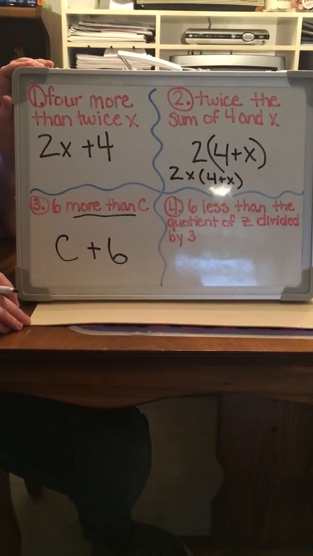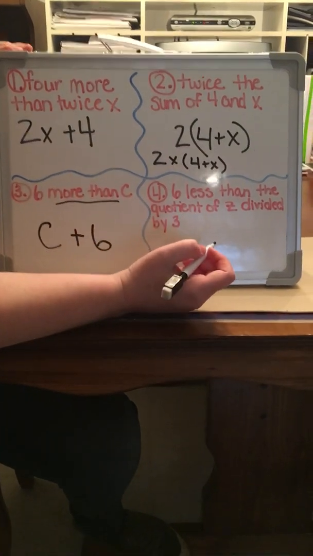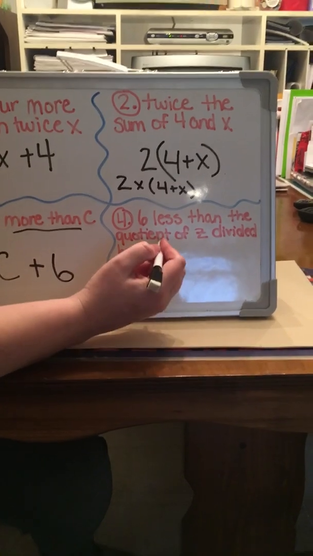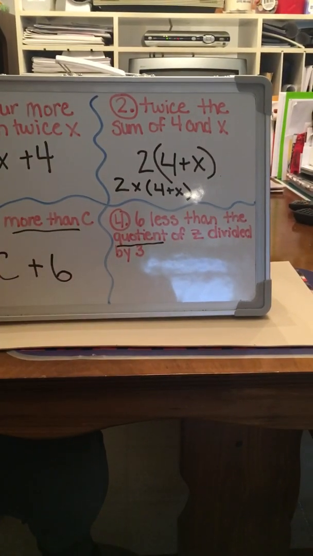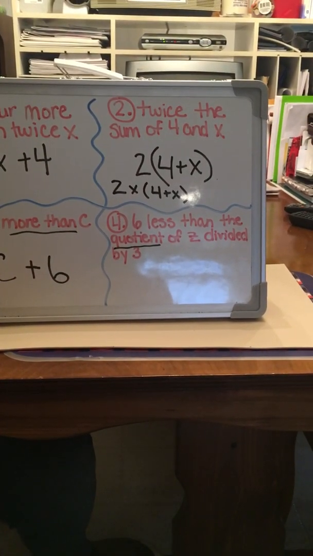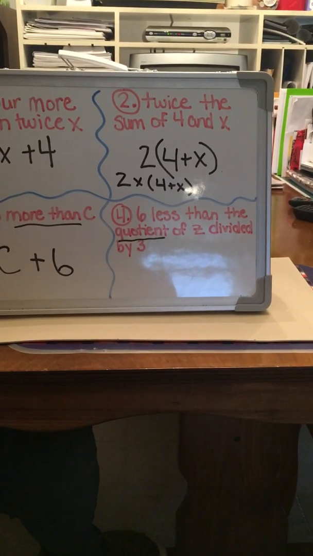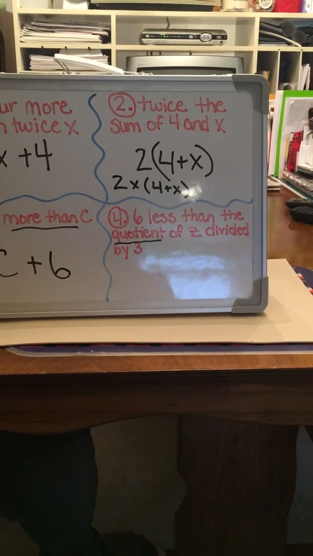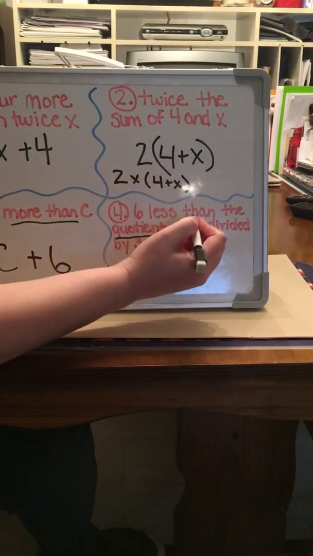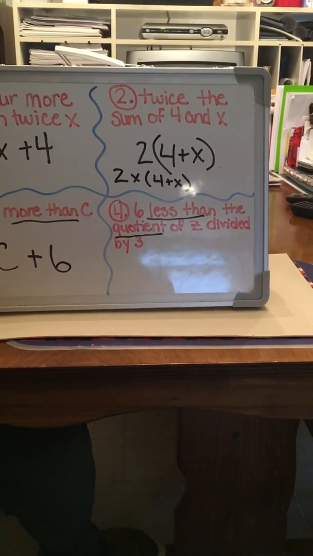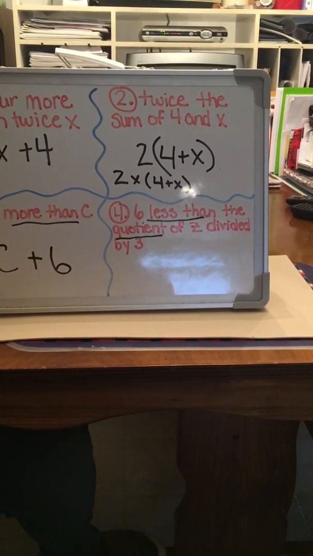There's some vocabulary we definitely need to know in this. It says 6 less than the quotient of Z divided by 3. Well, quotient means the answer to a division problem. So in this case, they say they want the quotient of Z divided by 3. And they want 6 less than that. Less than means subtraction. So I know I'm going to have division in this problem, and I know I'm going to have subtraction in this problem.